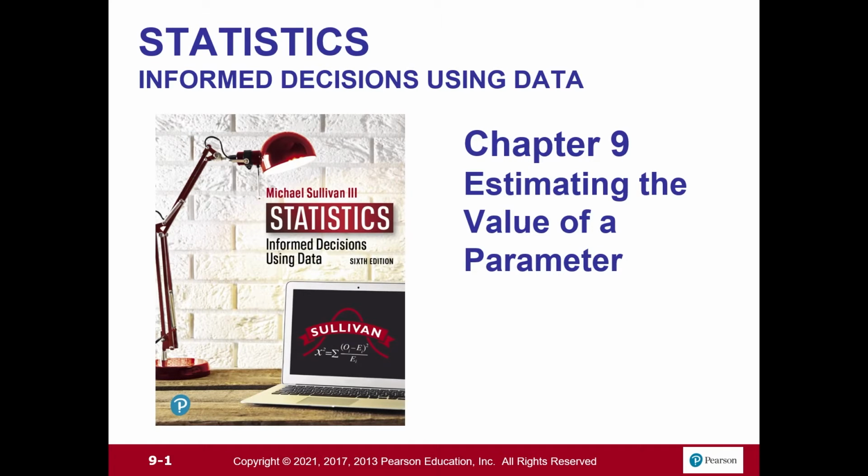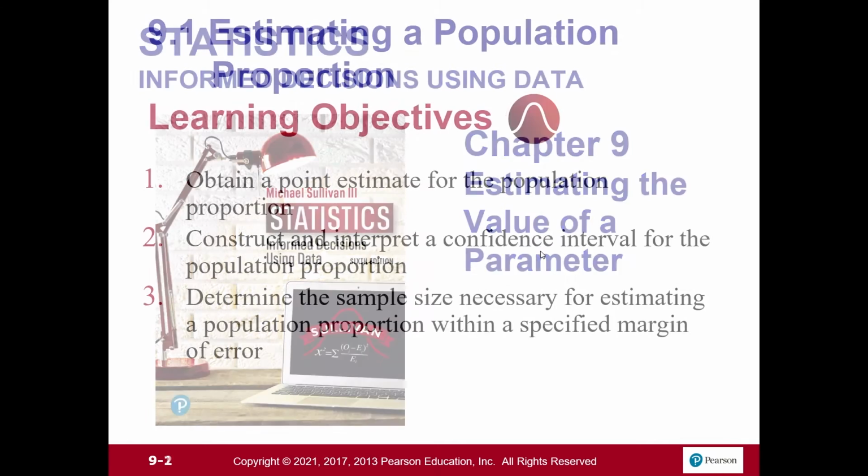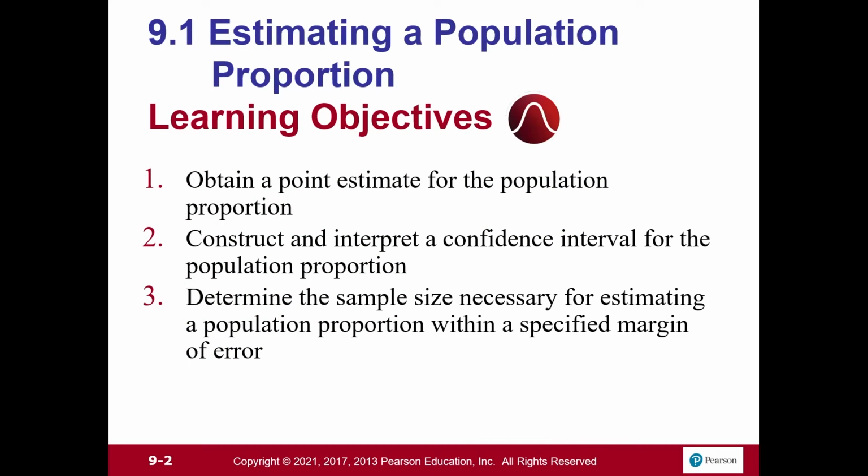This is the Chapter 9, Estimating the Value of a Parameter lecture video. This is the official Professor Thomas's lecture video, and we're getting into estimating the value of a parameter. Confidence intervals will be covered in this section. So let's look at 9.1, estimating a population proportion.